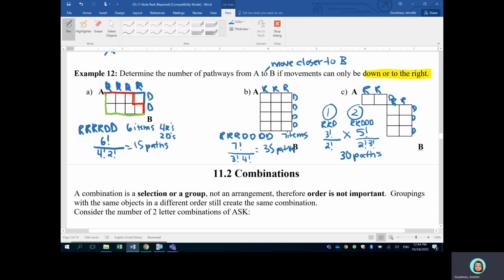And that finishes up the notes for 11.1, Fundamental Counting Principle and Permutations. Next up, we are going to look at 11.2, Combinations.